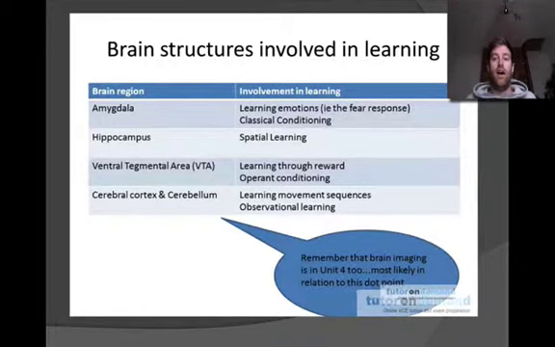All right. She also makes a point down here that, remember, brain imaging techniques can also be tested in Unit 4 as well as Unit 3. So please make sure that you remember that. I'm going to talk about that at the end of this video as well.